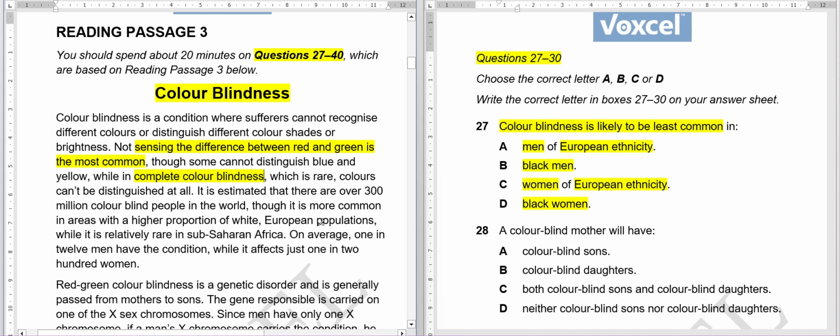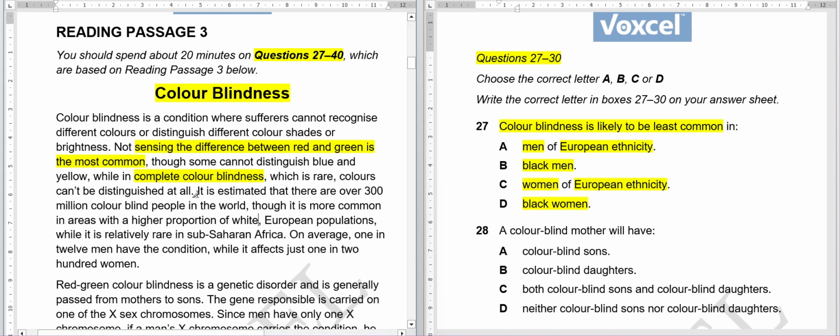It is estimated that there are over 300 million color blind people in the world, though it is more common in areas with higher proportion of white. Now, we are talking about the color of skin. We are talking about the people and their skin color. So it is more common in the areas with higher proportion of white European populations, while it is relatively rare in sub-Saharan Africa. On average, 1 in 12 men have the condition, while it affects just 1 in 200 women.